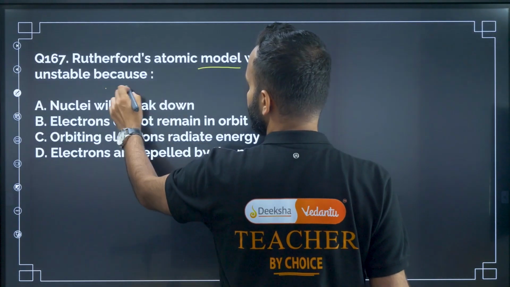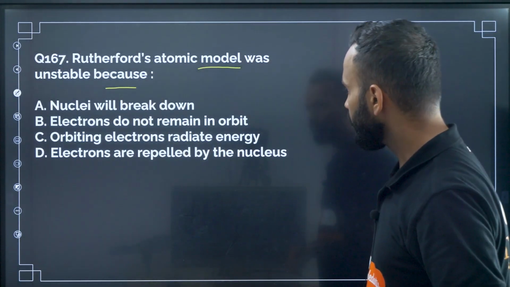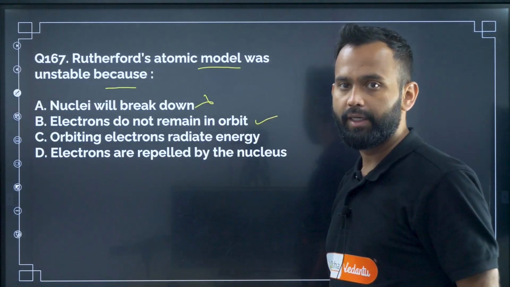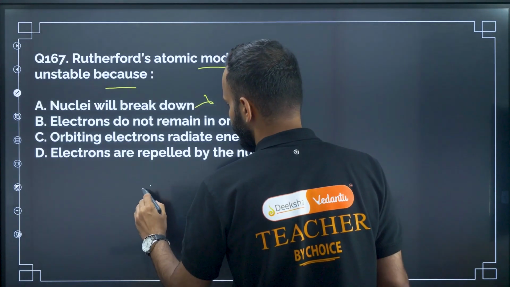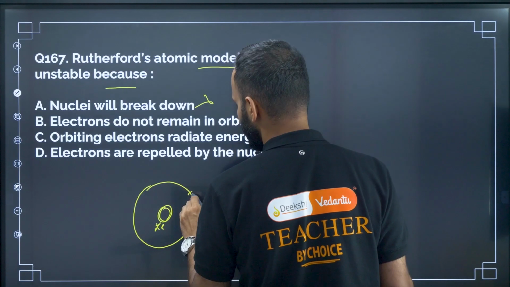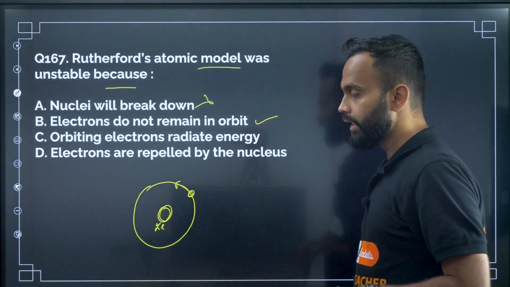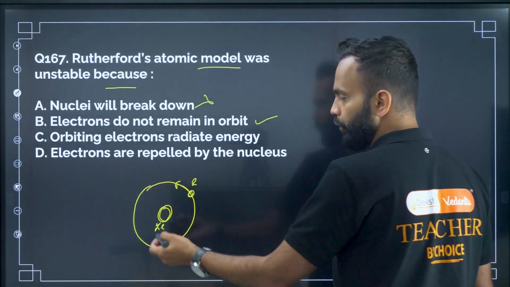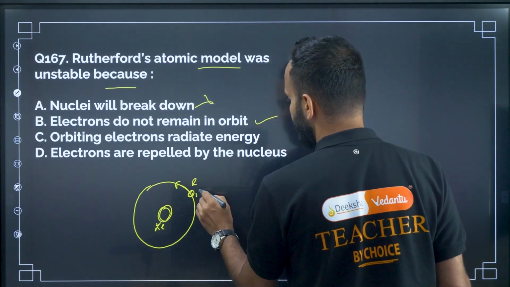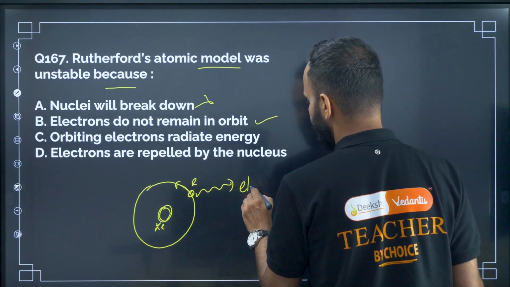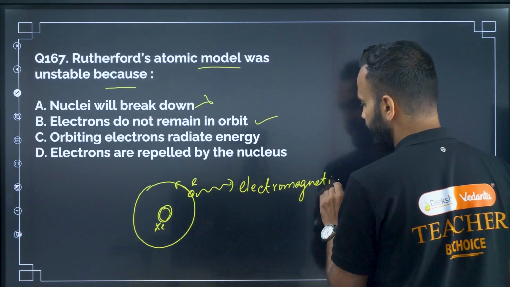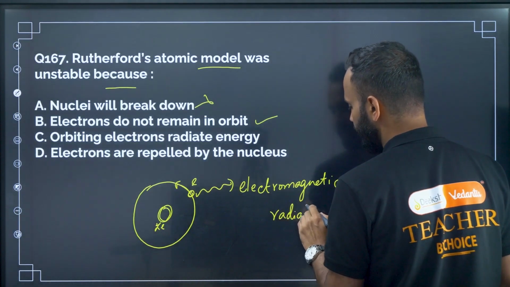Rutherford atomic model was unstable because nuclei will break down, wrong; electrons do not remain in orbit, correct. So why? Here electrons are moving in a circular path around the nucleus. When electrons move in a circular path, according to classical theory and electromagnetic theory, it radiates, it emits electromagnetic radiation.